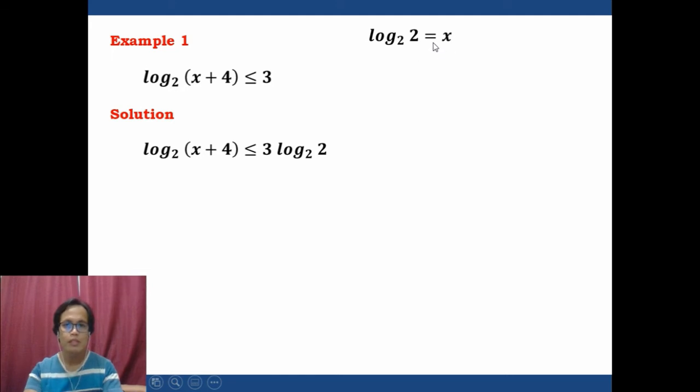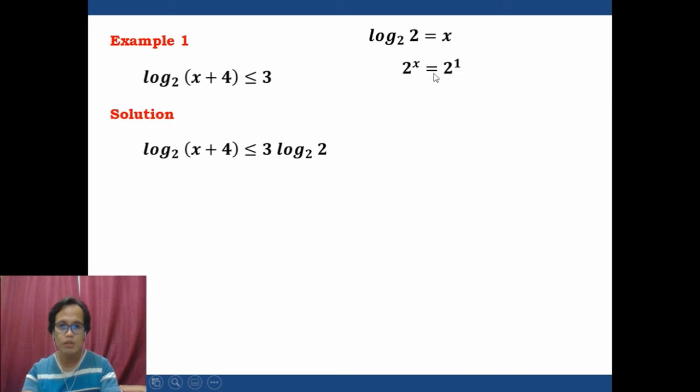Since this is an equation, we can solve for x by changing this logarithmic form to exponential. When we write this in exponential form, we have 2 raised to x equals 2 raised to 1. So how did we get this? The base here is 2, and the exponent, this is the x, is equal to the 2 here, and 2 is assumed to have exponent 1.